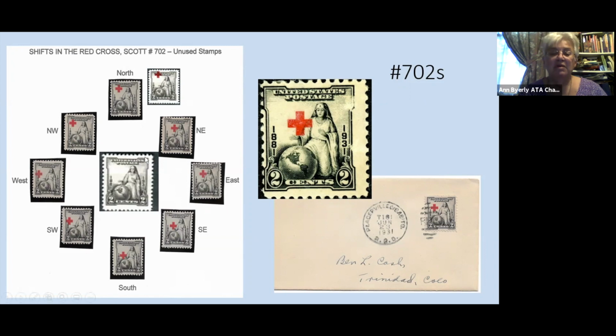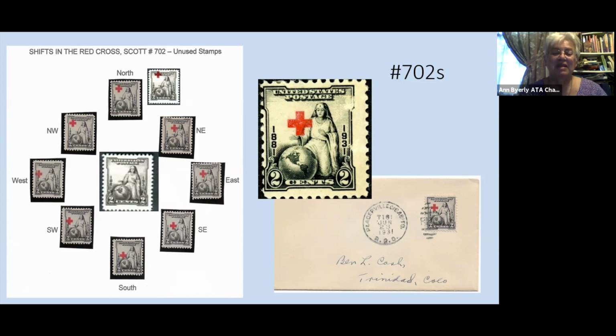RPO. But notice this one in the center here. We see that there is no Red Cross. The Red Cross has moved all over off its main position. There's no Red Cross here. In actuality, I think there's only one real 702 without a Red Cross.